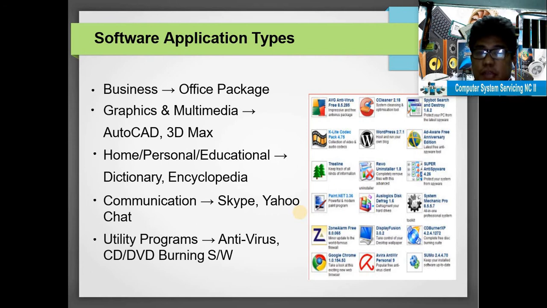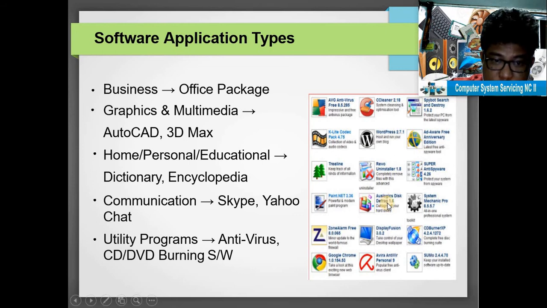Examples of utility programs, we have AVG antivirus, K-Lite codec for multimedia players, Treeline for system information. We have some alarm, Google Chrome add-ins, CCleaner for improving the performance of our computer. We have WordPress for blog, this is Rebon installer.